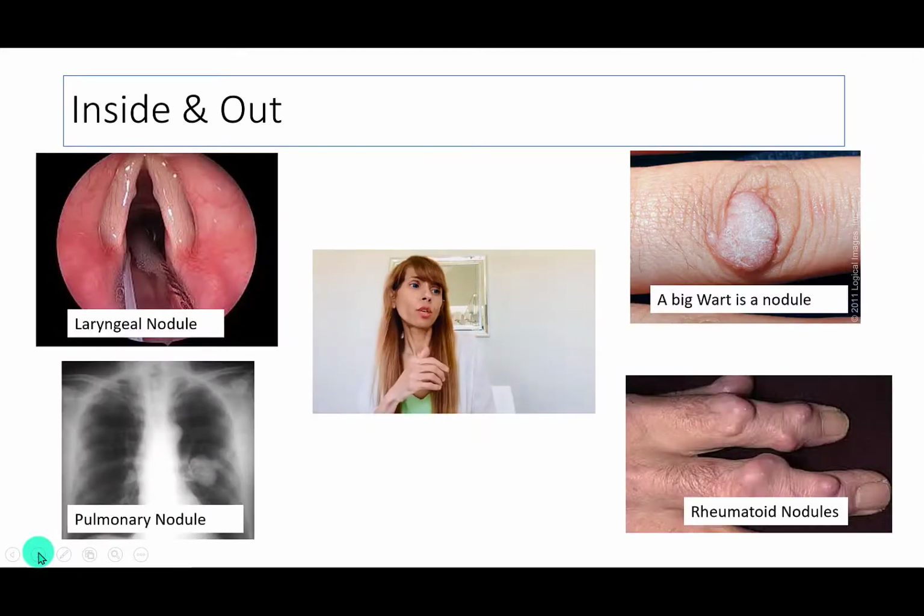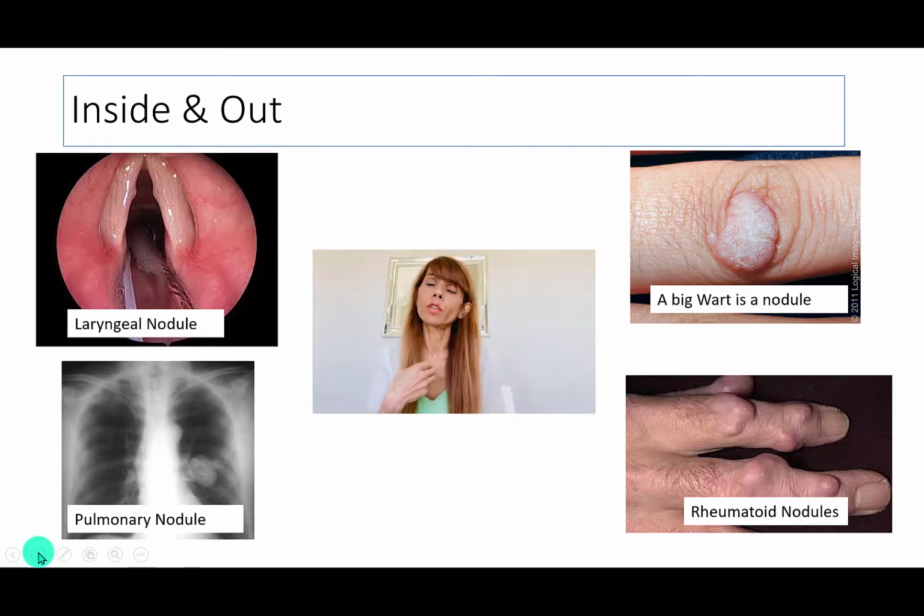So this slide is just showing that the nodules can be inside or out. There may be laryngeal nodules, there may be pulmonary nodules, which are basically found on a chest x-ray or a CT scan. A big wart is basically a nodule, and then rheumatoid nodules can show on the skin as well, as seen in the hands of this patient.